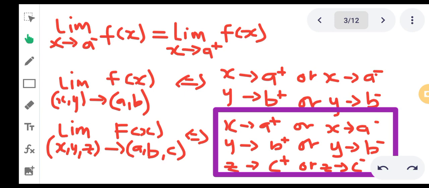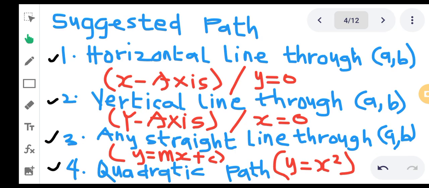I also wrote that it could be a limit of functions of multivariable calculus. It could be one or more points. With this one, we have a comma b, but we can also have a comma b comma c. So this is a point in 2 dimensions and this one is in 3. That's why we call it calculus of multiple variables. We can have a lot of variables within our limit or our function.